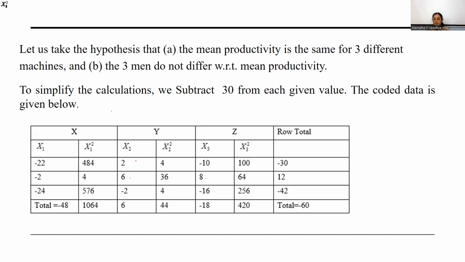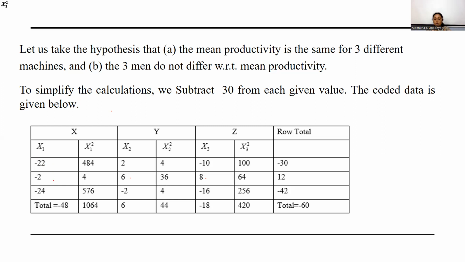Similarly, for all the x2 samples, let us find the square of these values. So that is x2 square. So 2 square is 4, 6 square is 36, and minus 2 square is 4. Similarly, for all the data samples x3, let us find the square. So x3 square: minus 10 square is 100, 8 square is 64, and minus 16 square is 256. Now what you do is, you add all these sample values.